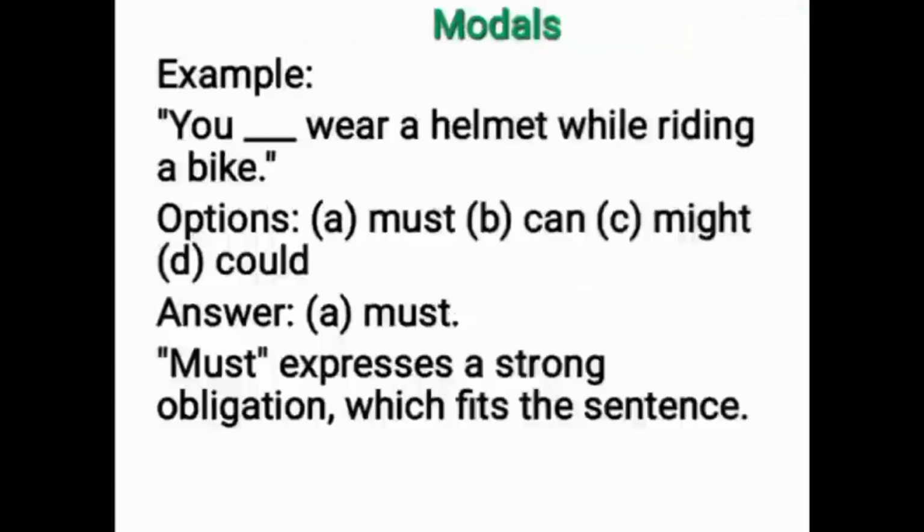Then we are looking at modals. In modals, we have can, could, may, might. For example, you dash wear a helmet while riding a bike. Must, can, might, could. You cannot say you can wear, because can is optional. The answer is must. Might is the past tense of may, and could is the past tense of can. So the correct answer here is must. You must use a helmet while riding a bike.